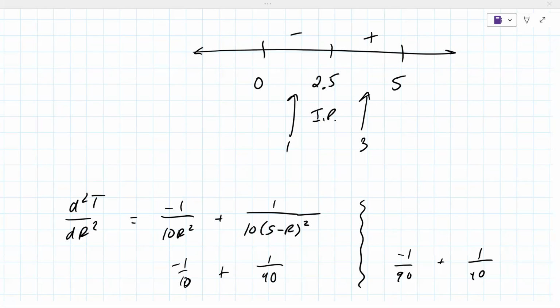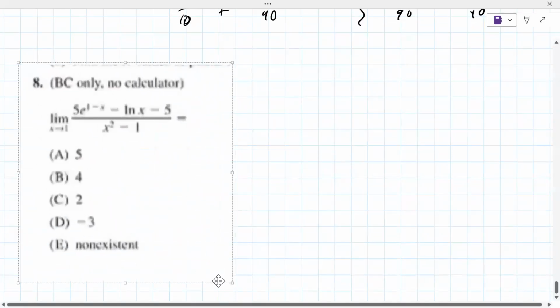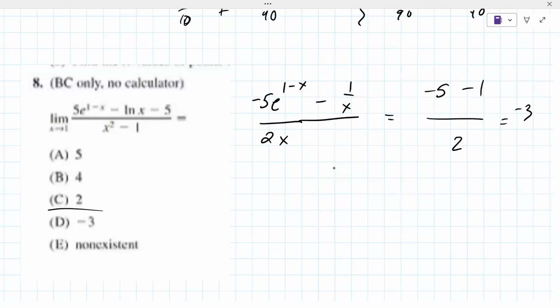All right, so we probably don't have enough time to do 8, but I'll give you some encouragement here. It appears to be a L'Hopital's rule problem. You might just take the derivative anyway. Negative 5e to the 1 minus x, minus 1 over x. And then this time it probably worked. You probably get negative 5 minus 1 over 2, which is negative 3. It's probably the easiest one on there.